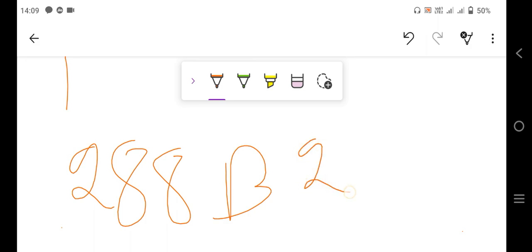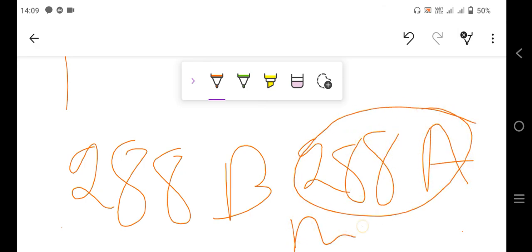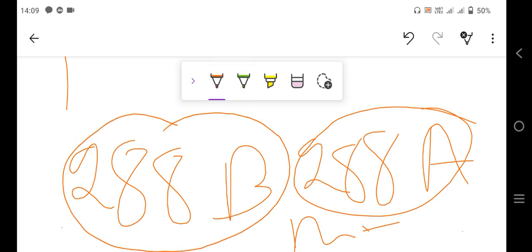So rounding of total income is Section 288A, and Section 288B is rounding of tax.